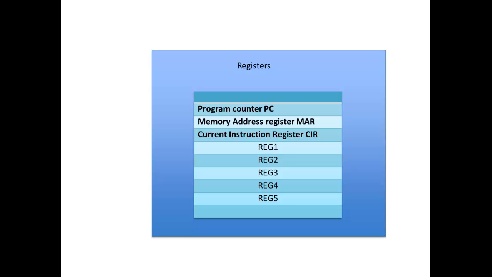And then there's some general purpose registers. The general purpose registers are there because often the instructions are specific to a register. So we might get an instruction that says load register 1 with this memory address, add register 1 to register 2, store register 2's results back at this memory address.